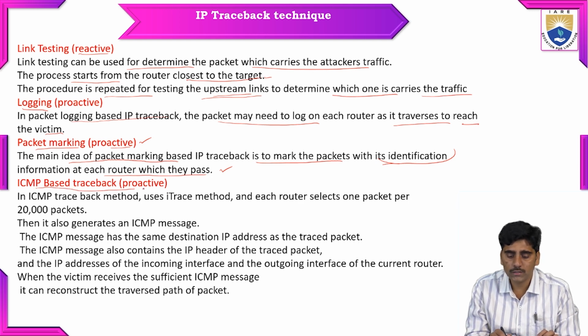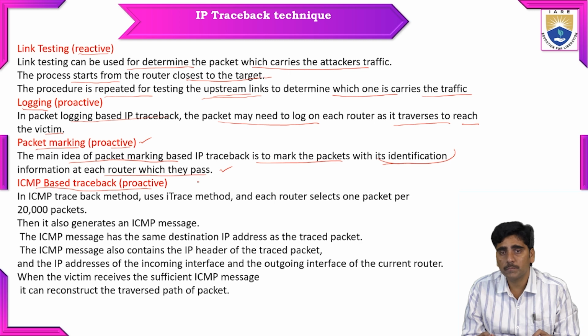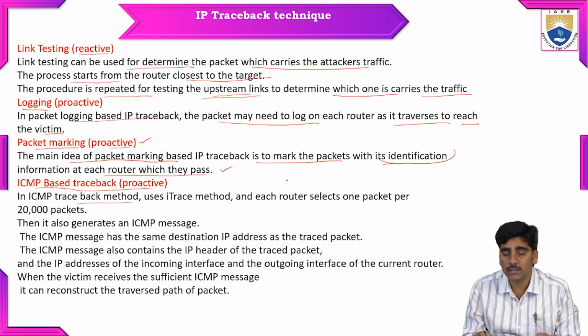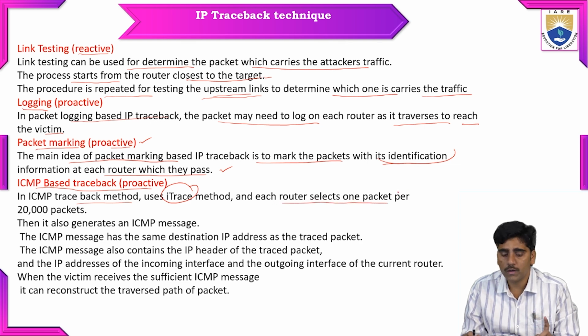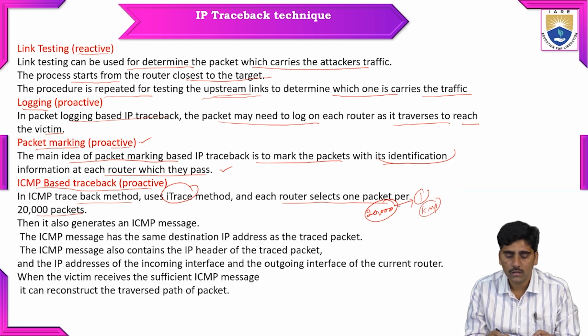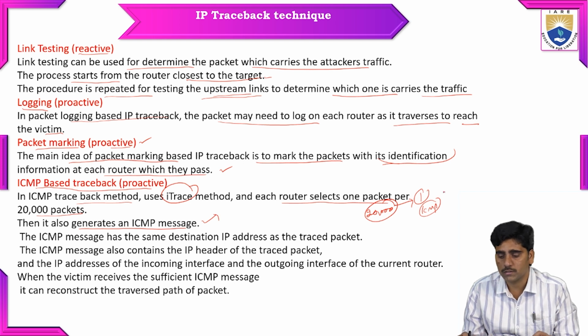And the fourth one is ICMP based traceback. ICMP based traceback is also proactive. In the ICMP traceback method, we use the iTrace method, and each router selects one packet per 20,000 packets. So for every 20,000 packets, it selects one packet and generates an ICMP message, which refers to those 20,000 packets.